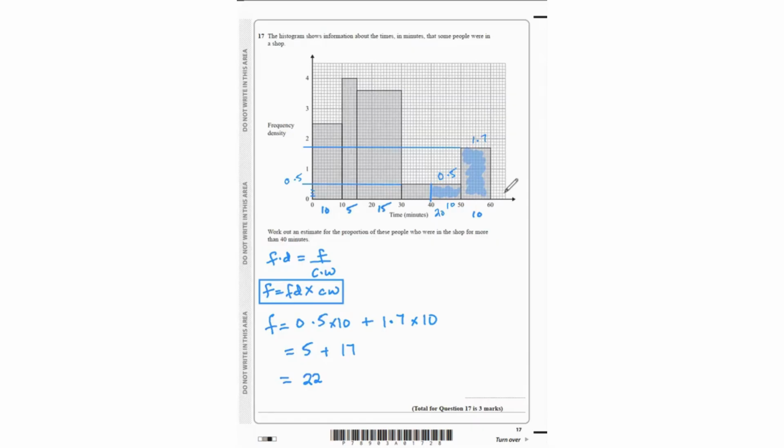Then frequency density is always your y-axis value. So if frequency density is frequency over class width, frequency is frequency density times class width. You just find the frequency density value using the graph, then the class width value also using the graph, and put them in the equation. Since our focus was on the people who spend more than 40 minutes, we took half of this bar, not the entire bar. For 40 to 50, the interval was 10, so 10 times 0.5 plus 10 times 1.7. That gives you 22 as the estimate of people who were in the shop for more than 40 minutes.